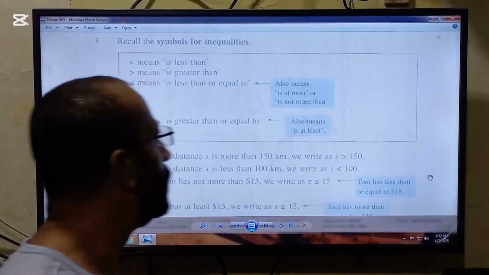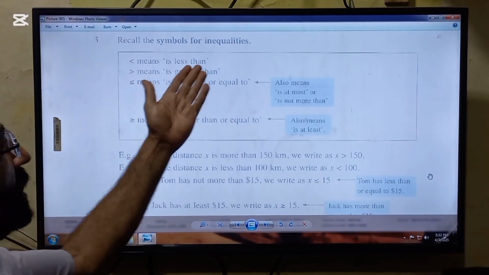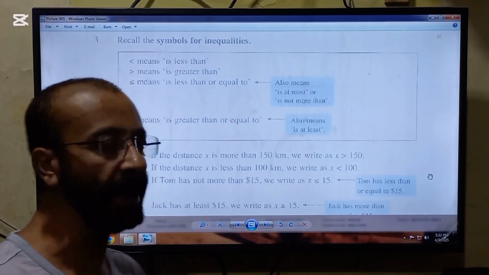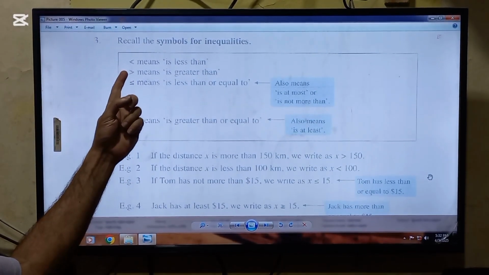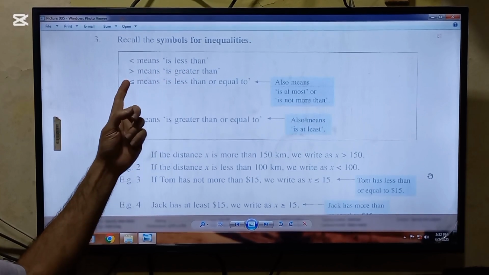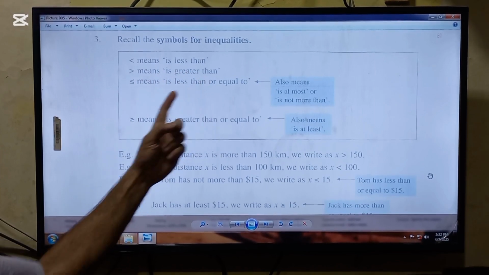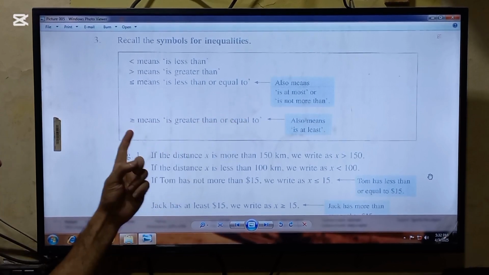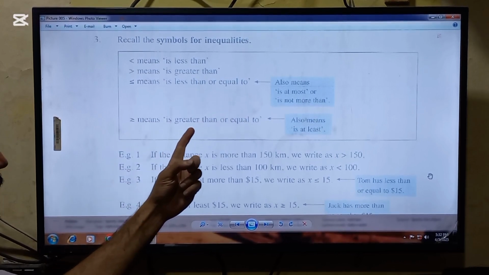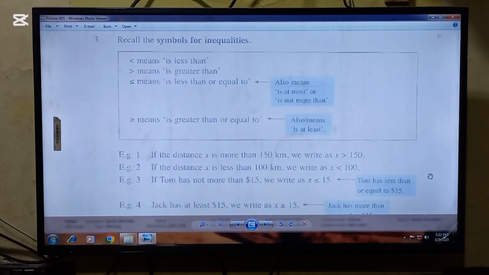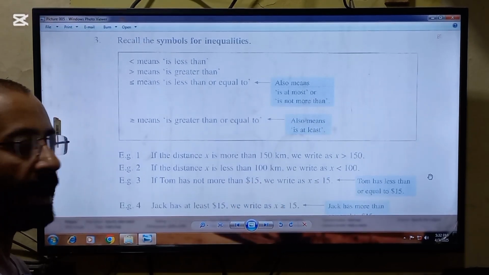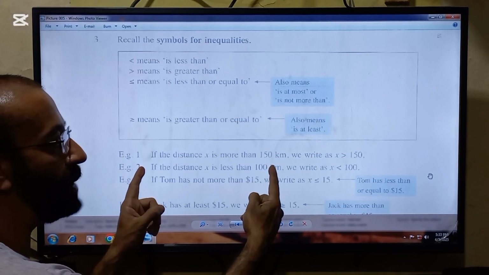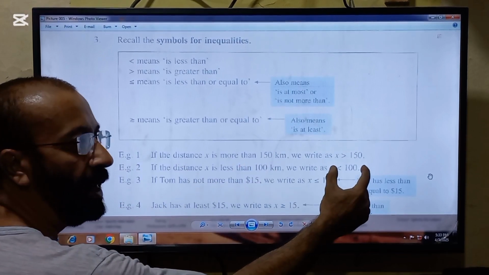The next point is recall the symbols for inequalities. We are recalling, okay, we are revising. So this symbol means is less than, this symbol means is greater than, this symbol means is less than or equal to, this symbol means is greater than or equal to. So here are some questions now. So here will be a statement, and after reading this statement, we will make an inequality.